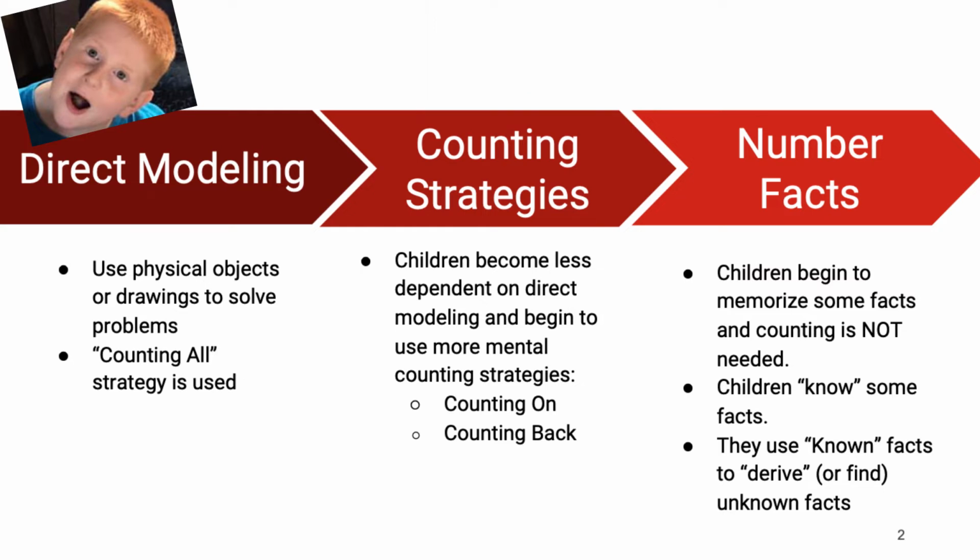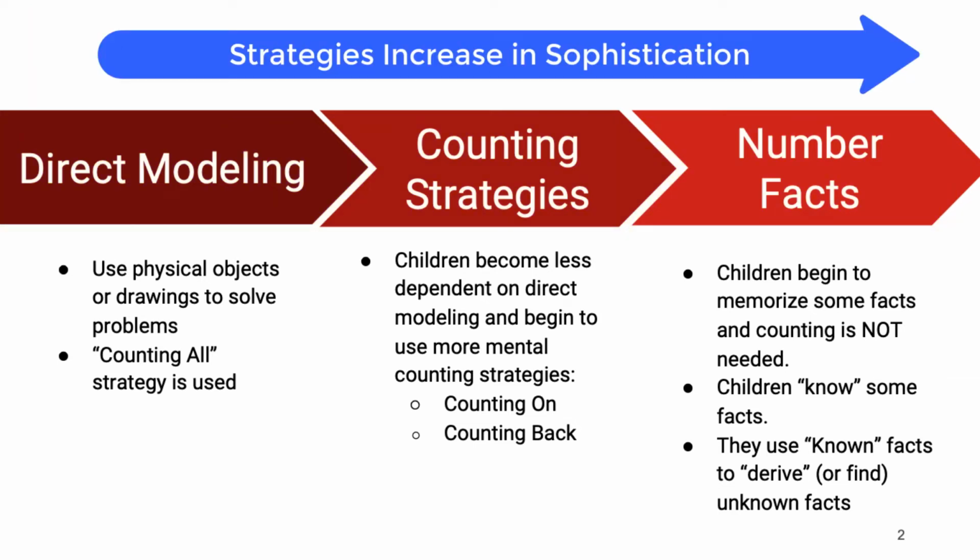And then sometimes with his subtracting, he'll end up drawing a direct model and actually drawing objects and then crossing them out. Okay. So even though he's a second grader, he's using all of these strategies based on the numbers and the situation. All right. So that's what we want kids to do.